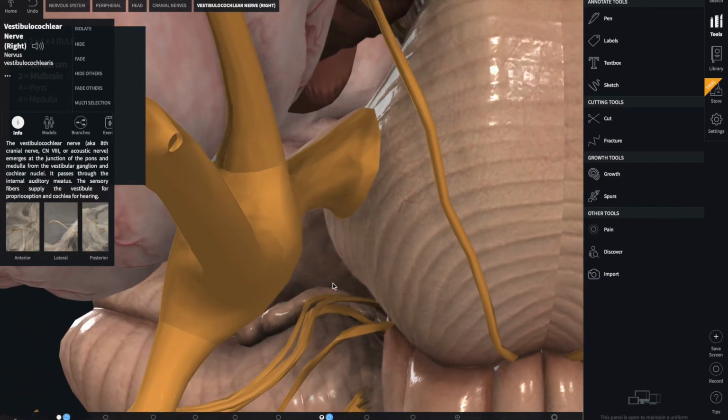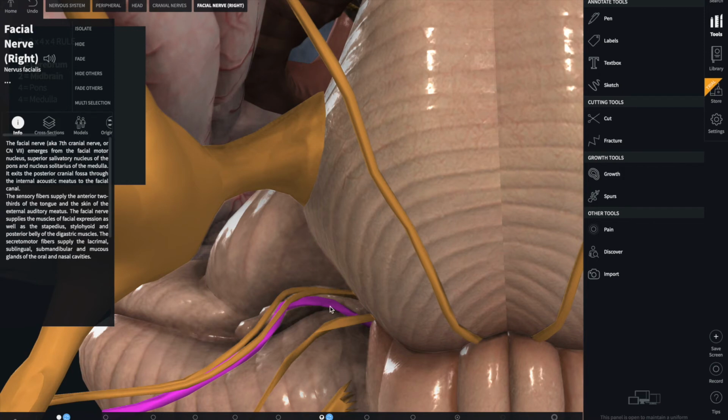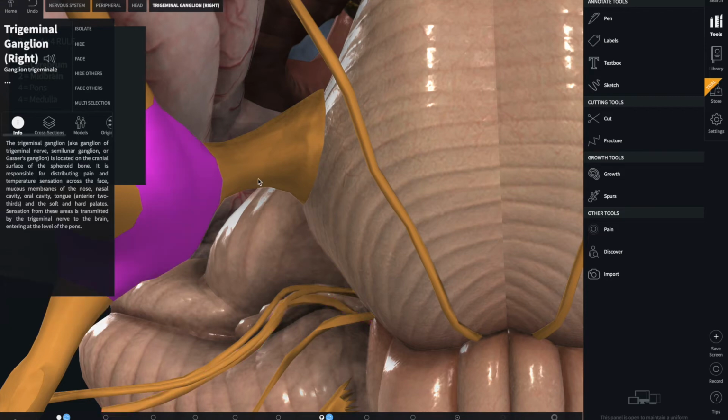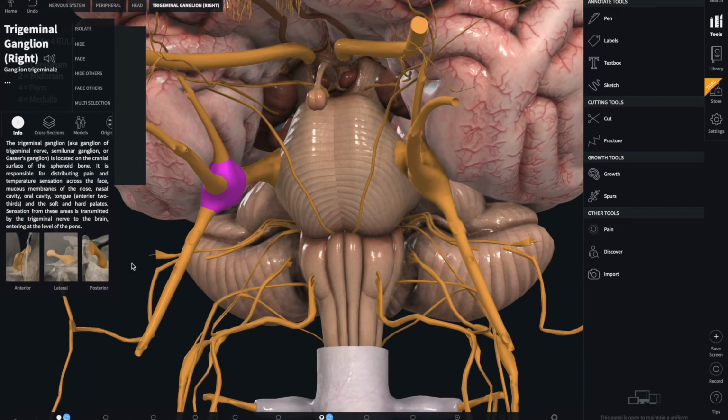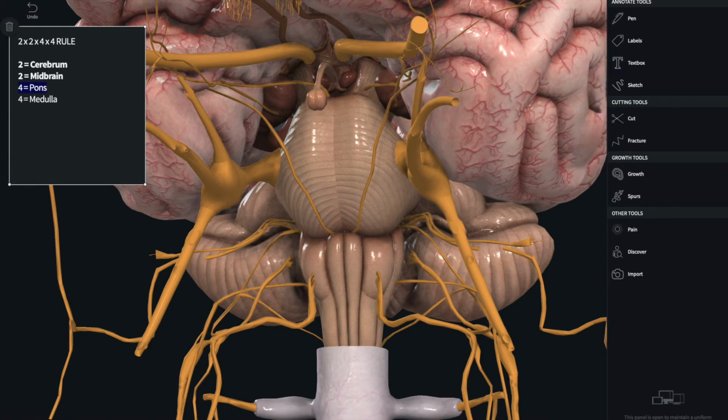So they are the 4 stemming from our pons. We have our trigeminal here, our abducens here, our vestibulocochlear highlighted in purple, and our facial there. Okay, now moving on from that, let me just zoom out a little. We have done the pons, so we can get rid of that as well.